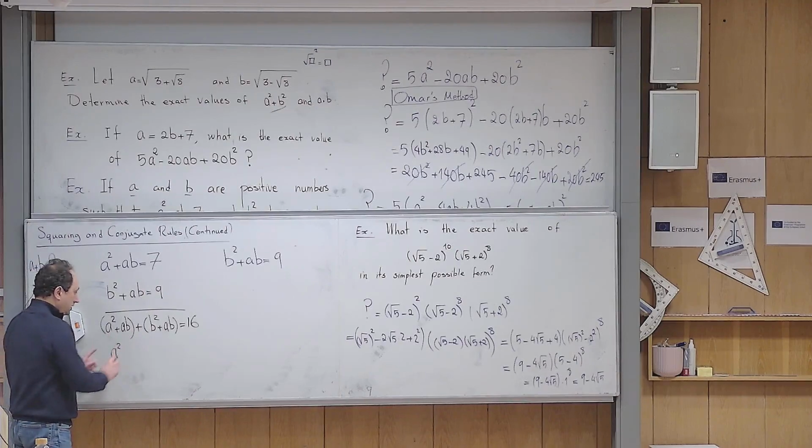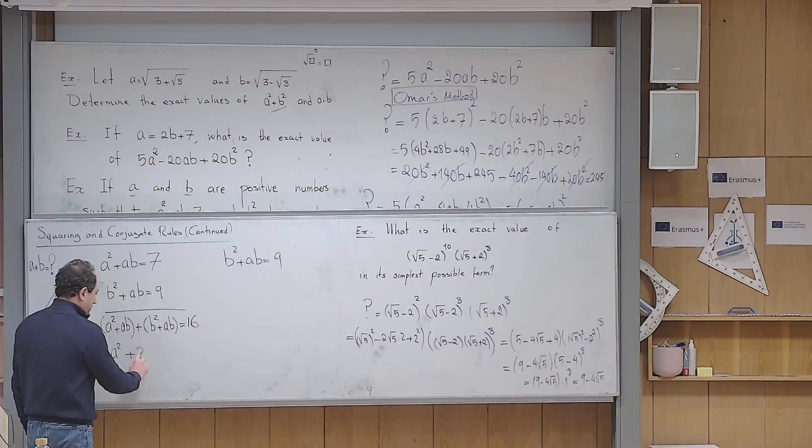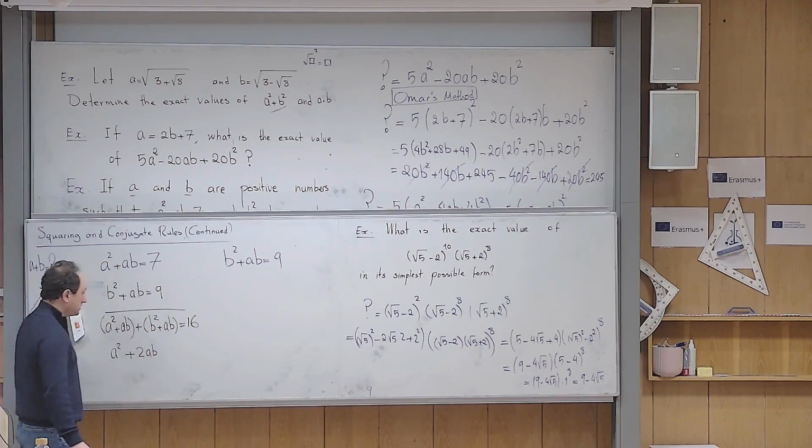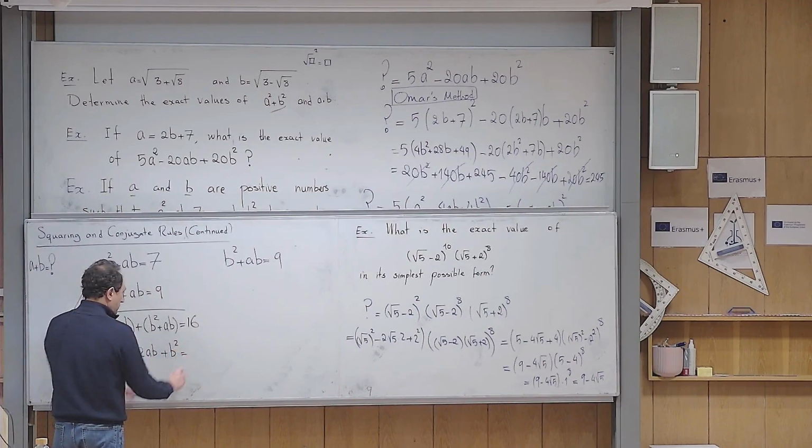This becomes a squared, ab one here, one there, and this is the plus sign, so I don't need to be worried about the plus sign. So what is the answer? Plus 2ab. And then what is left? b squared is equal to 16.